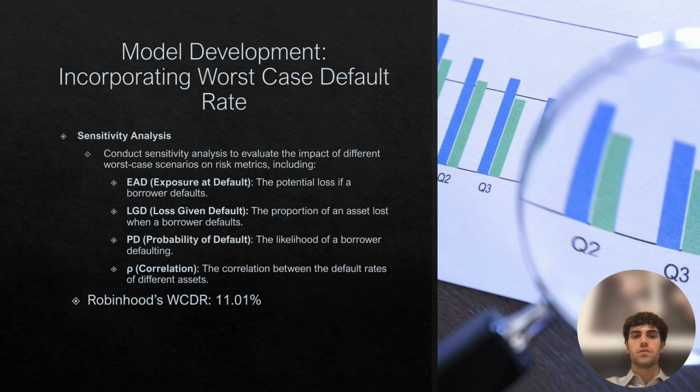This analysis also ensures that Robinhood maintains sufficient capital reserves to absorb potential losses and remain solvent during market downturns. By identifying high-risk exposures, the model helps Robinhood proactively manage risk and maintain resilience during economic downturns.